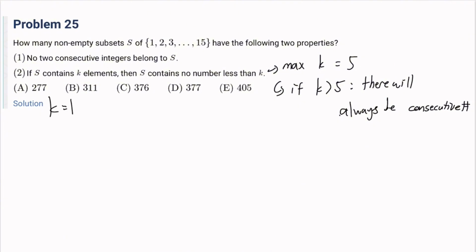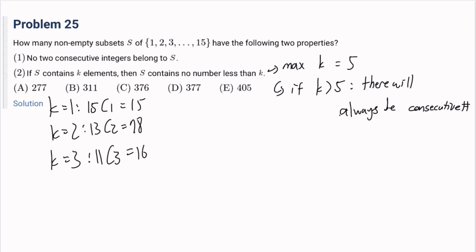So if k is equal to 1, we can just have everything and choose 1 from there. So that's 15 choose 1, which is 15. And if k equals 2, that means we have 13 numbers left to choose from, since we can't choose 1 or 2, and that's going to be 13 choose 2, because we have to choose 2 from there since k equals 2. So this is 13 choose 2, which is 78. And when k equals 3, we're going to have 11 numbers left, and out of them we have to choose 3, so that's 11 choose 3, which is 165.